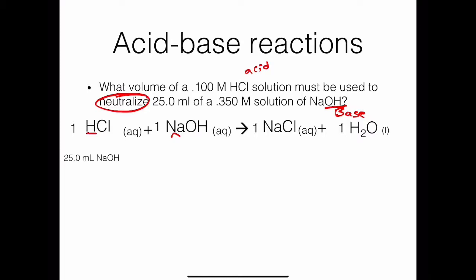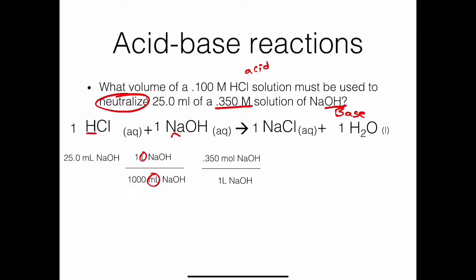So notice I'm starting far over on the page because this is quite a lengthy conversion, but I will show you a shortcut in a minute. Starting with 25 milliliters of sodium hydroxide, we know that for every 1,000 milliliters of sodium hydroxide, we have 1 liter. So this is just a milliliter to liter conversion. The next step, using the molarity, we can go from liters to moles. They told us in the problem that we had a 0.350 molar solution, which means 0.350 moles of sodium hydroxide per liter of sodium hydroxide.